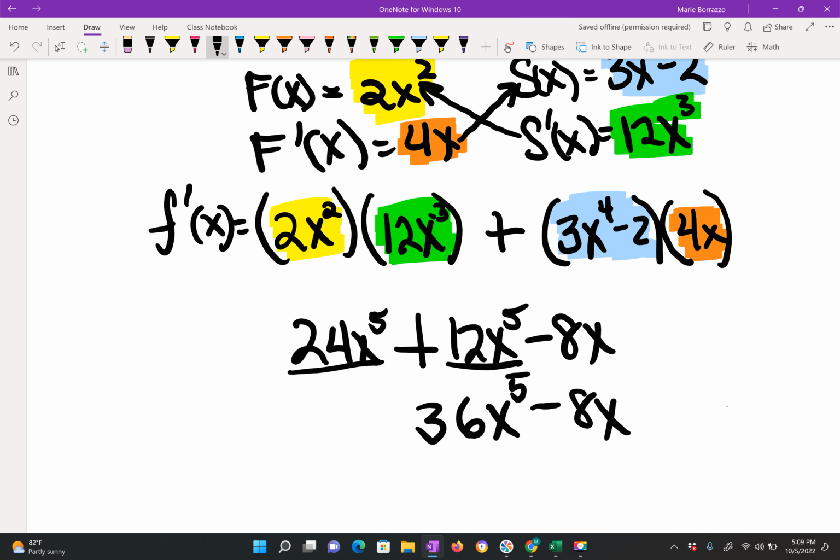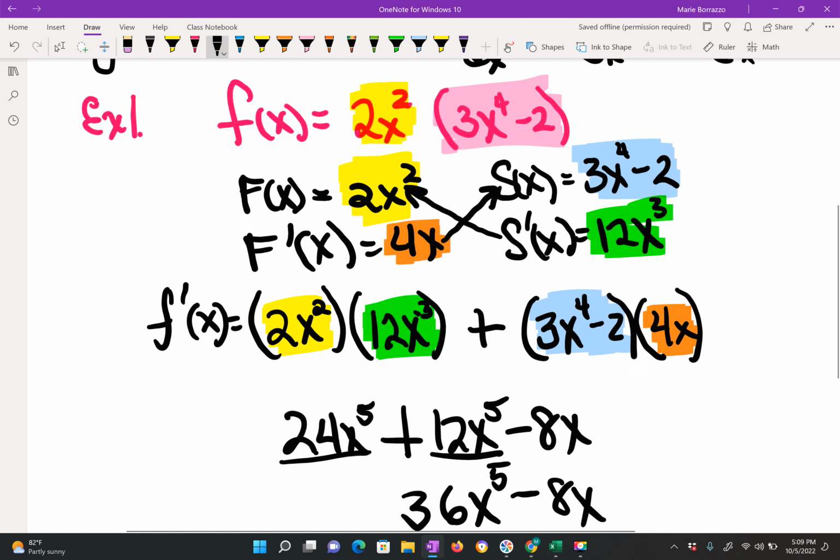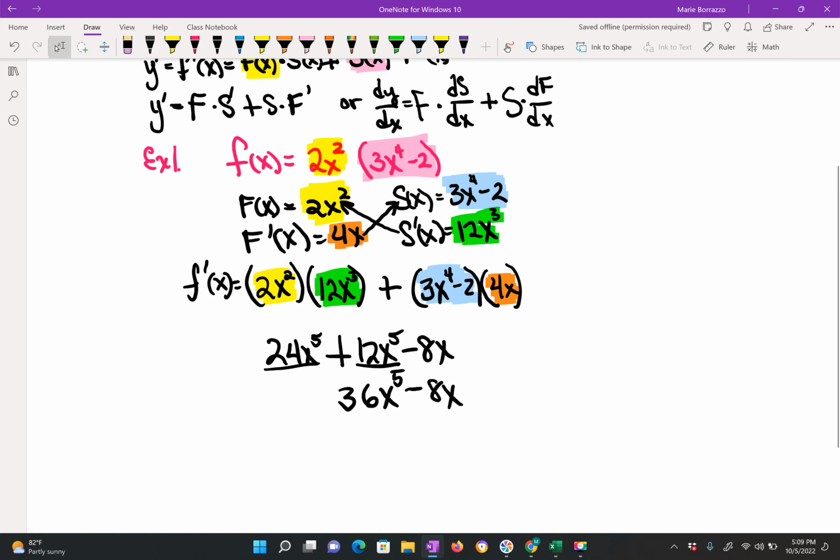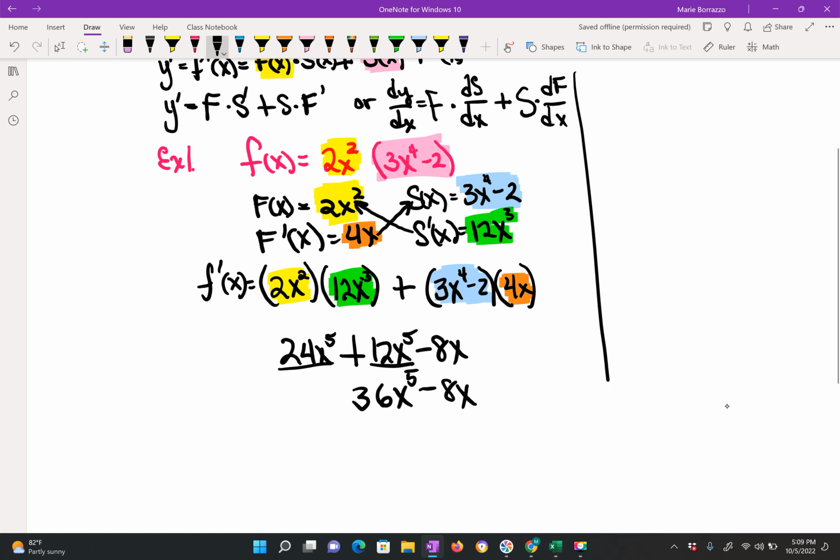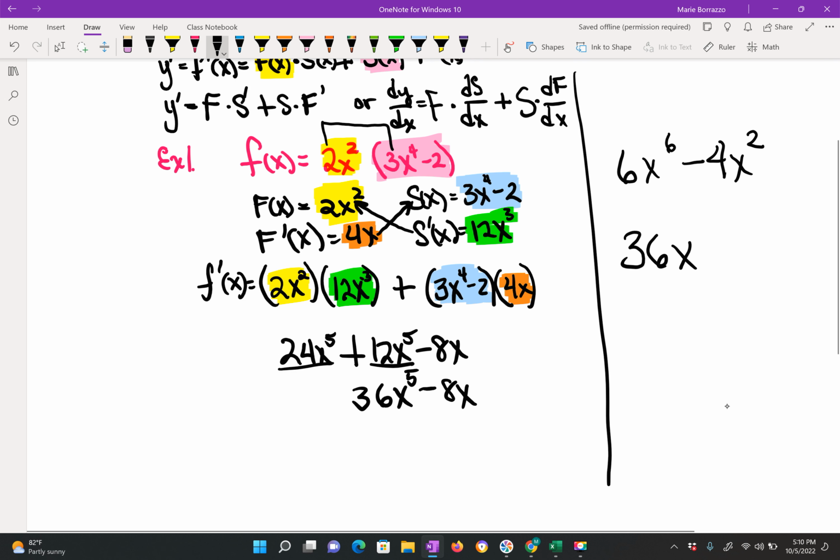Now, there is an easier way, and I want to show you that as well. So I'll tell you what, I'm going to do it right here on the side. It's another process. We know how to differentiate. If I multiply 2x squared times 3x to the fourth, I'm going to get 6x to the sixth power minus 4x to the second power, aren't I? Well, we know how to differentiate, right? Isn't this simply 36x to the fifth minus 8x? That's two steps. 2 seconds.